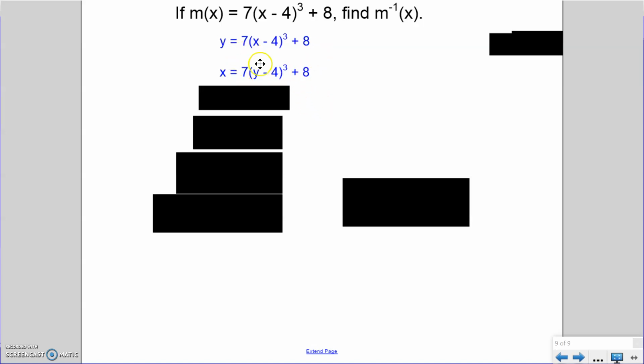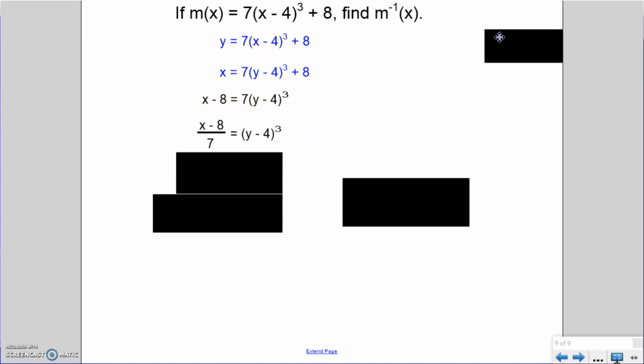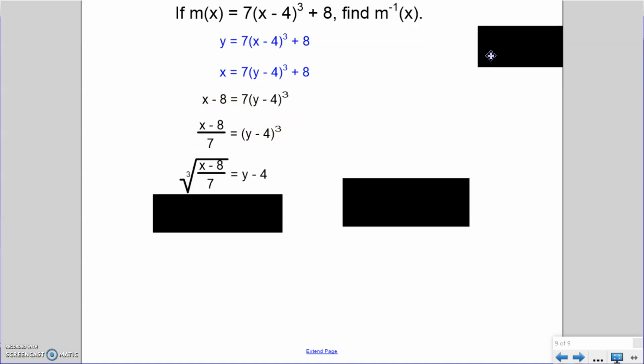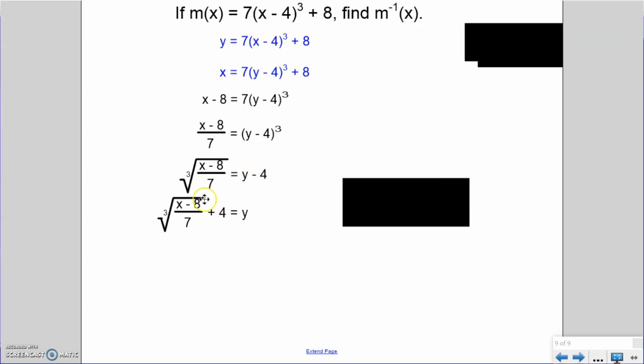So to get y by itself, you have to move this 8 first by subtracting it. Then I get rid of the 7 by dividing by it. Then you get rid of the cube power by cube rooting both sides. Then you get rid of this 4 by adding it, and this 4 is outside the cube root, it's not being cube rooted. And then last, change this y back to its real name, so m inverse of x.